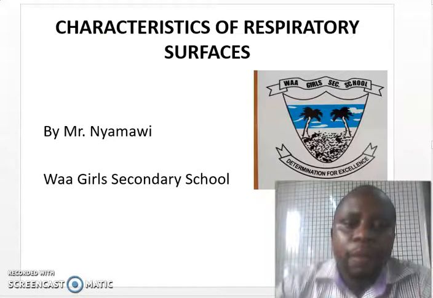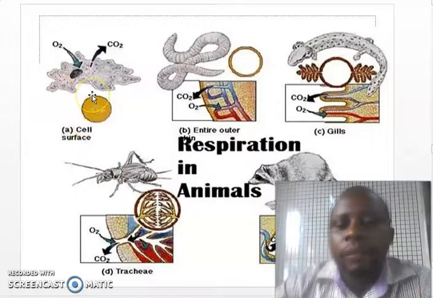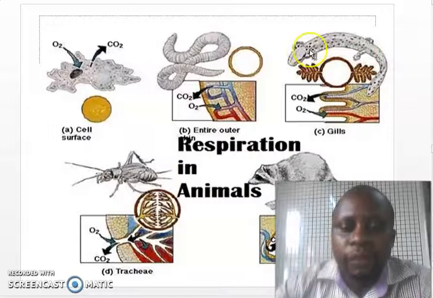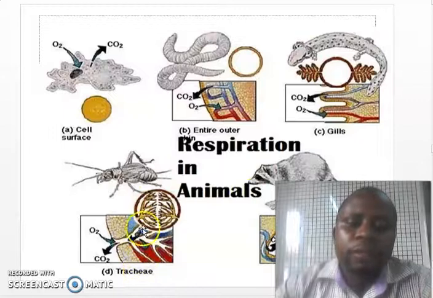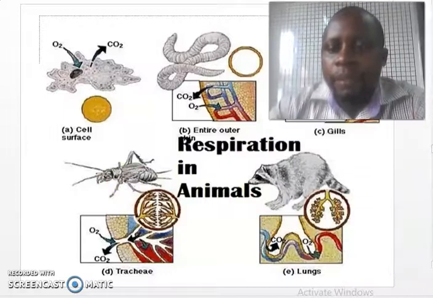Now, probably you might have talked about the cell membrane, like in amoeba. You might have talked about the entire body surface, that is the skin, like in earthworm. You might have talked about the gills, like in newts, tadpoles and fish. You might have talked about the tracheal system, like in insects. You might as well have talked about the lungs, as in mammals, birds, and reptiles.